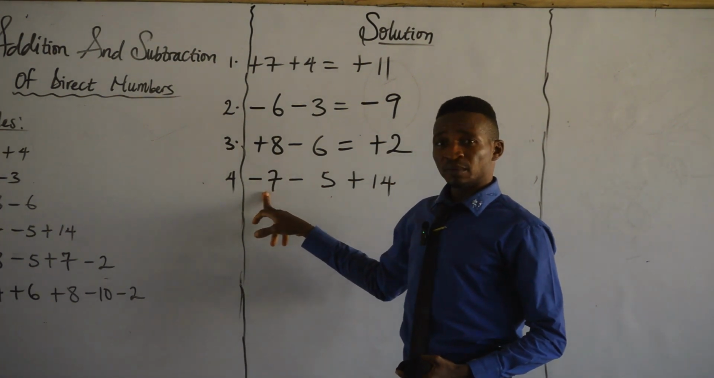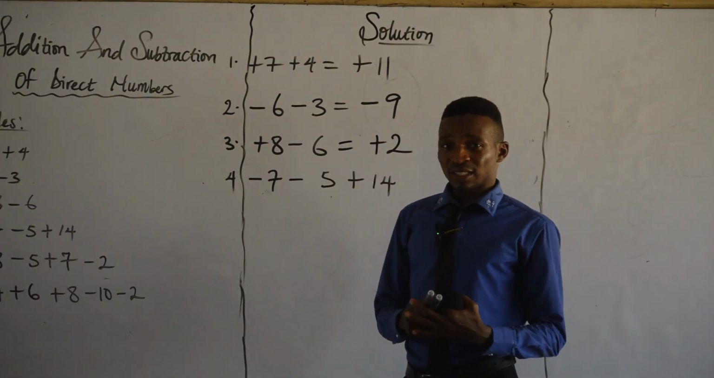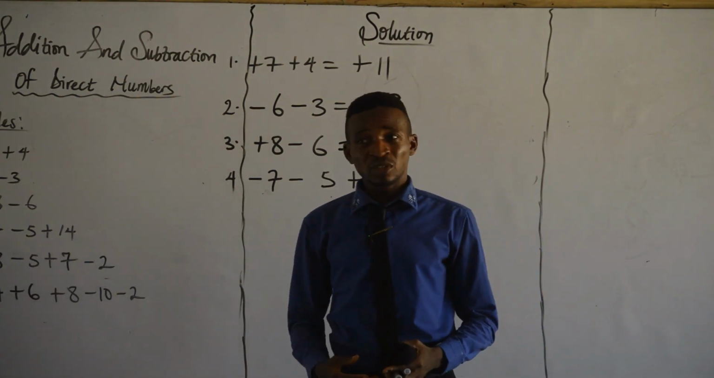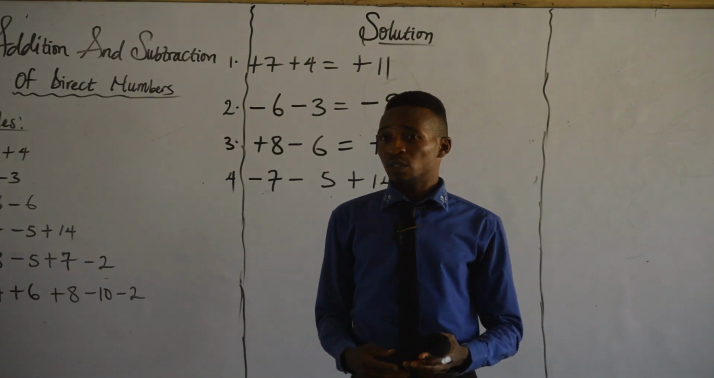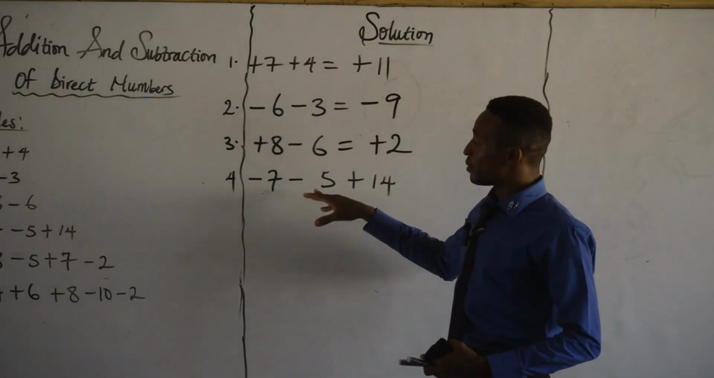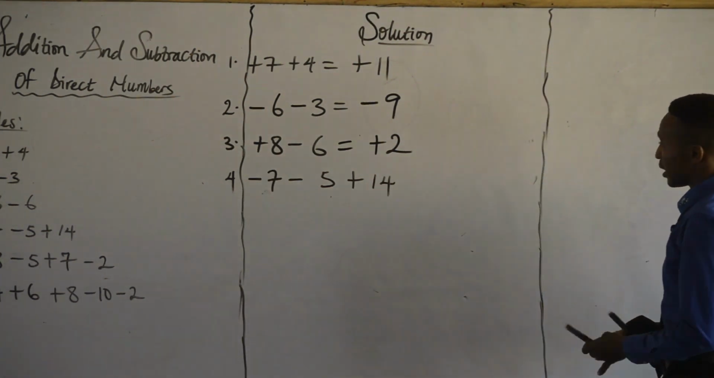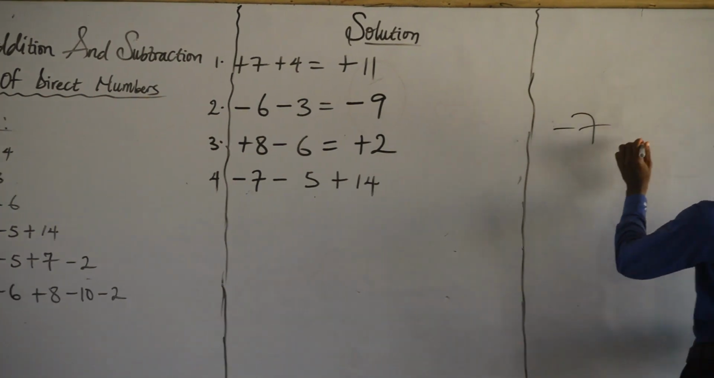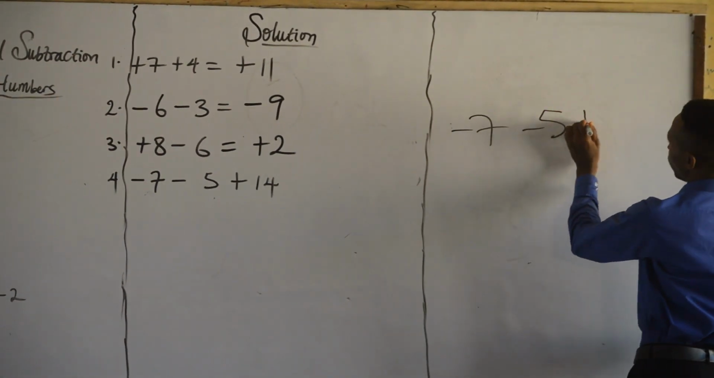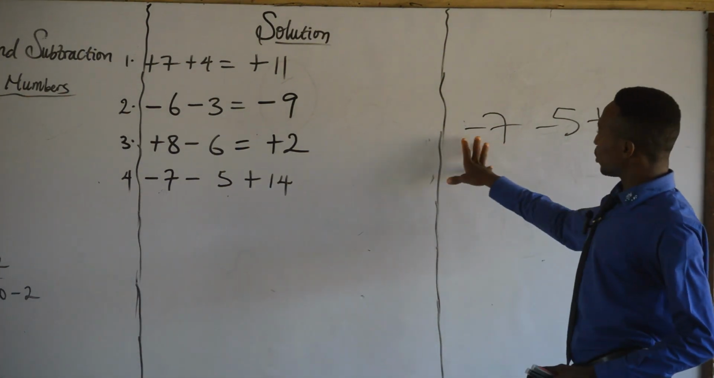nothing stops you from getting number 4. There's a very simple principle I believe in: success motivates success. That means if you are successful in the first one, nothing will stop you from being successful in the next one. Now, you have been successful in getting the solution to the first 3 questions, definitely you'll be successful in getting the fourth one. Now, let's see what we need to do. Now, I'm writing it in my rough book again. -7 -5 plus 14.